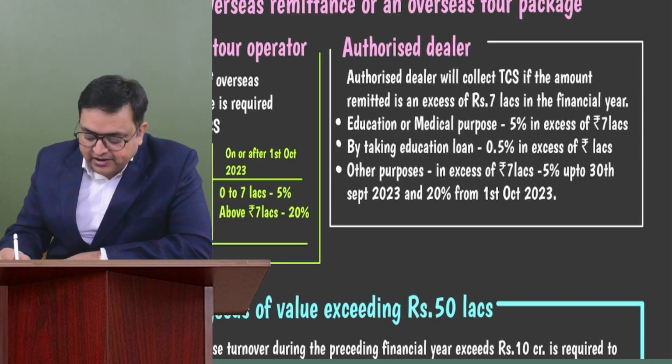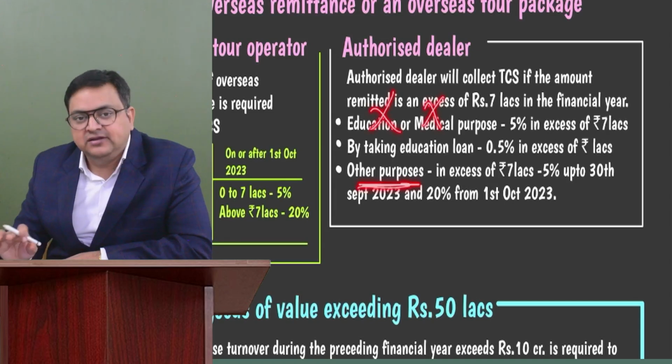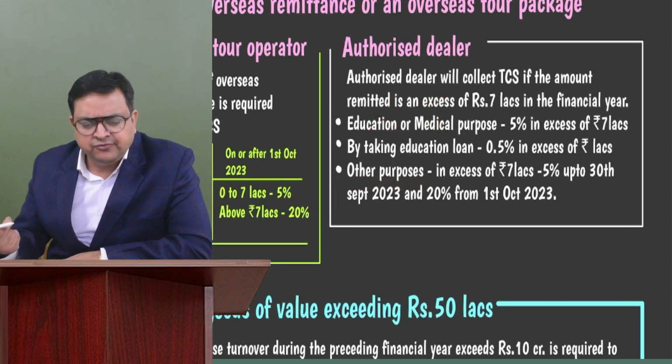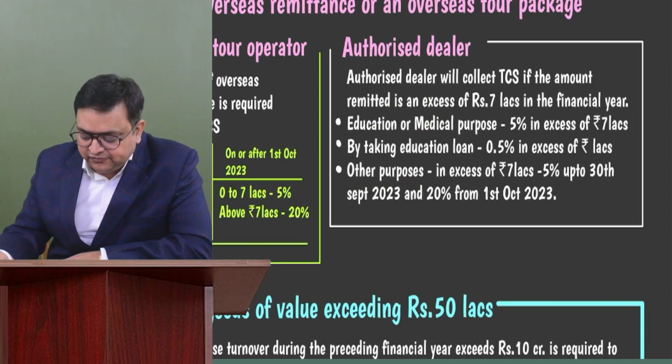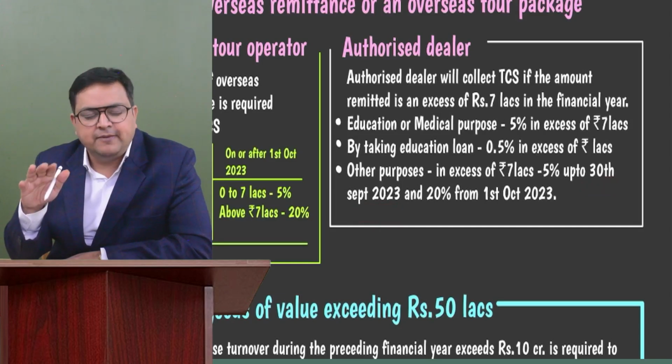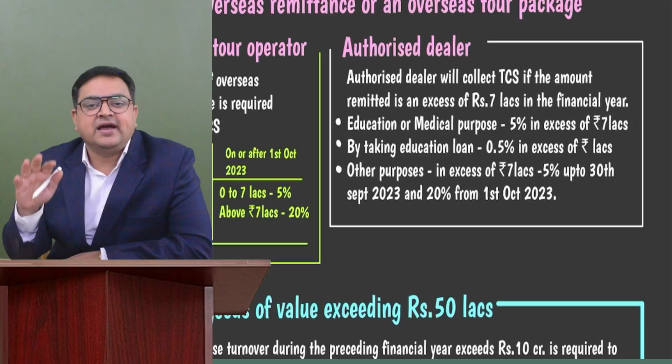Now, if you are remitting for any other purpose, not education or medical, we will generally assume that it is for leisure purpose or any other purpose. Then the rate of TCS, it is changed from 30th September 2023. See, up to 7 lakh, there will be no TCS. In overseas remittance, up to 7 lakh, it is no TCS.